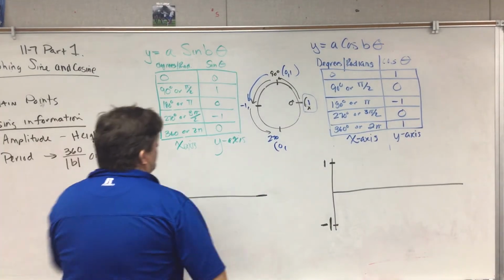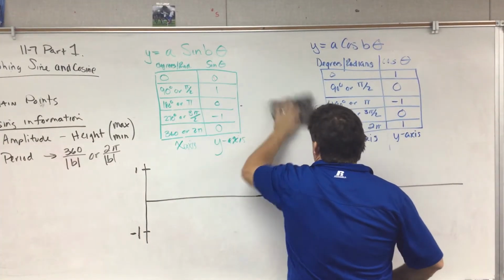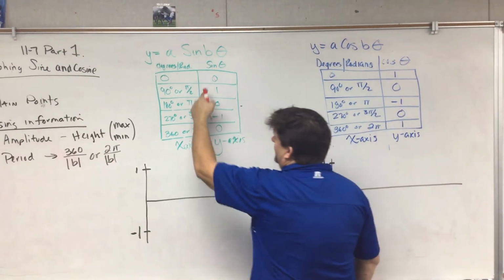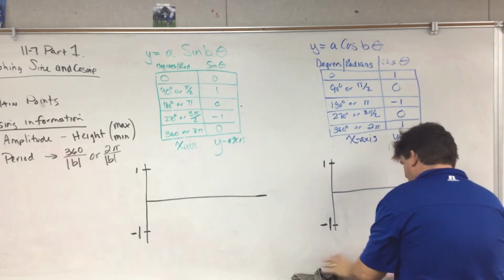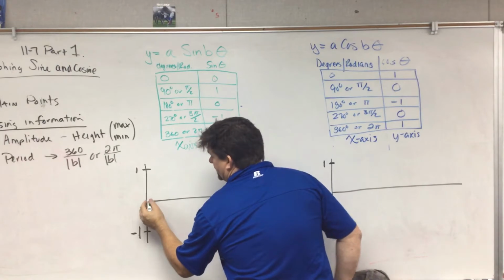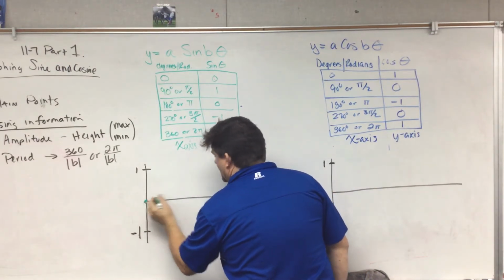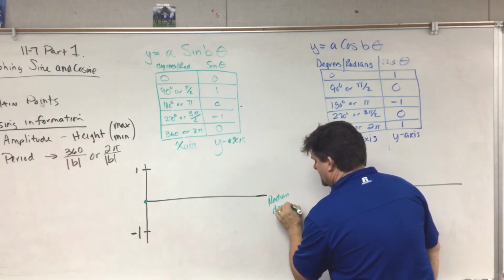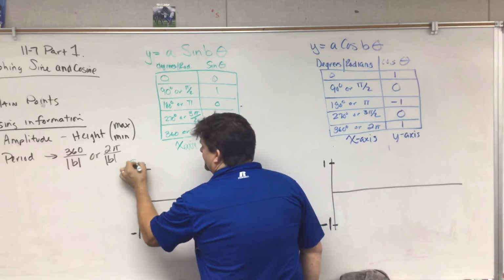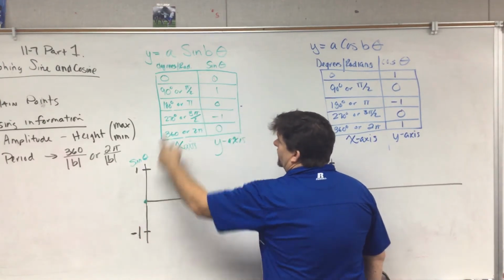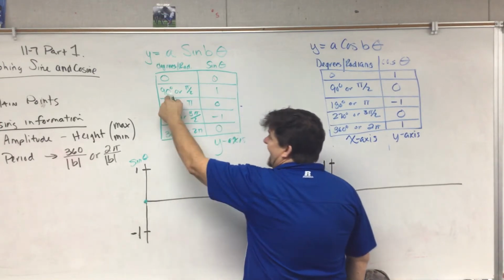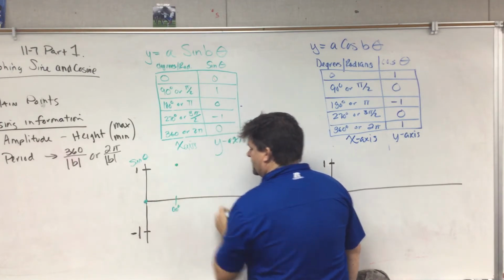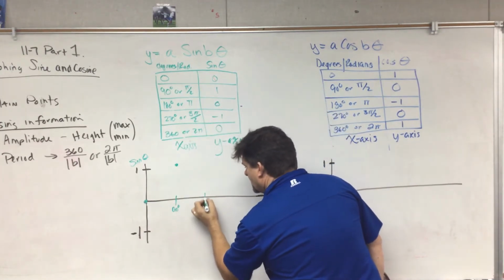So let's put some information on here. All right, so let's just graph it. I'll do it in green since I'm in green. So I've got a 0 here. Remember, this is in radians or degrees, and this is sine of theta. So at 0, the sine of theta is 0. At 90, the sine of theta is 1. So I'm going to put 90 degrees right here. Sine of theta is 1. At 180, the sine of theta is 0.